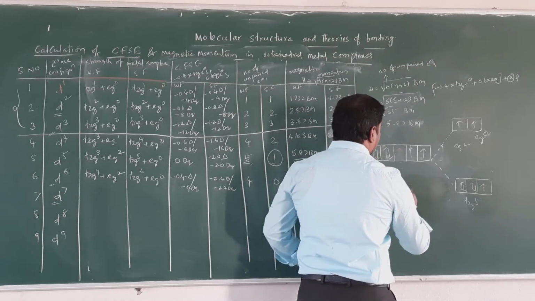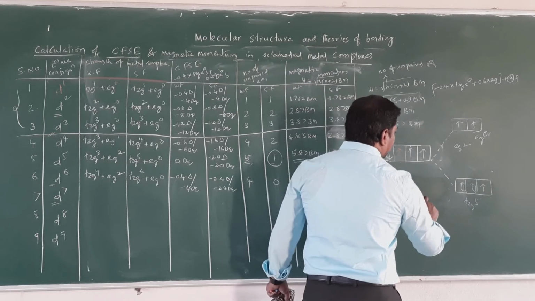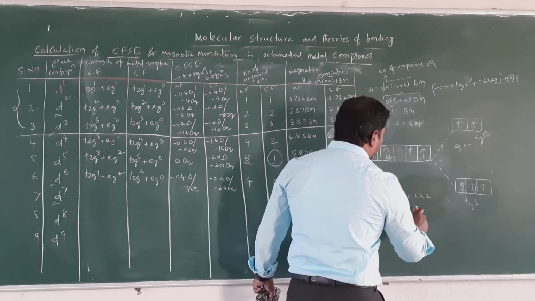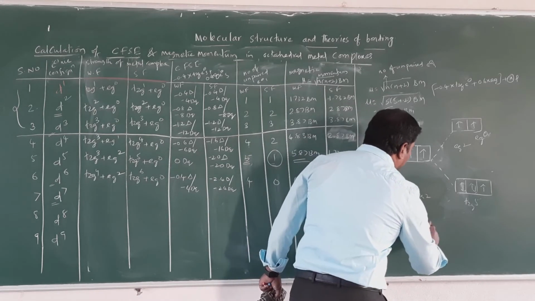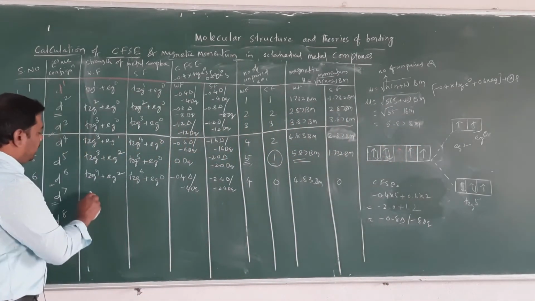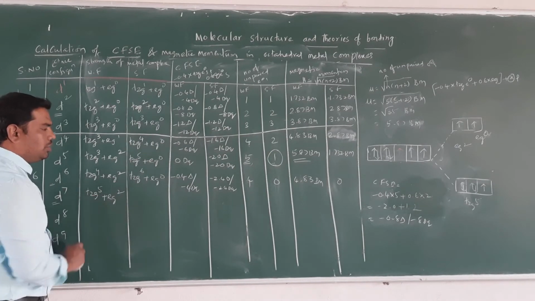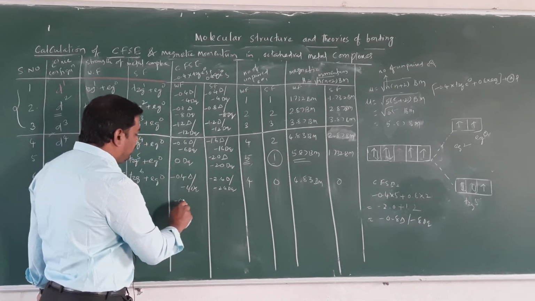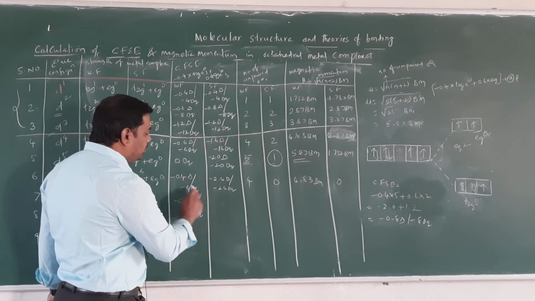The calculation of CFSE is minus 0.4 into 5 plus 0.6 into 2, that is equal to minus 2.0 plus 1.2, that is equal to minus 0.8 delta or minus 8 Dq. Clear? So the configuration I will write here: t2g5 plus eg2. The CFSE value for a weak field complex is minus 0.8 delta or minus 8 Dq.